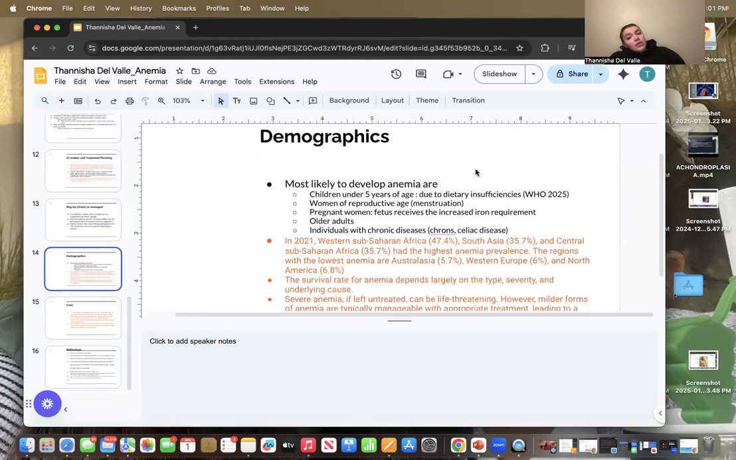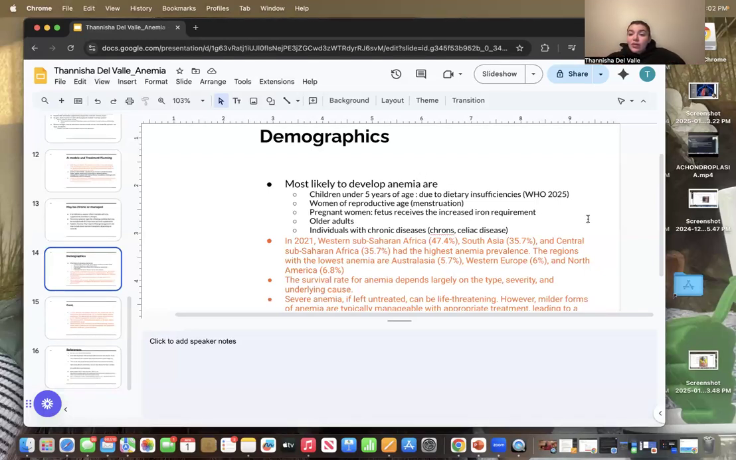So again, who's most likely to develop anemia? Children under 5 years of age due to dietary insufficiencies, according to the WHO 2025. Women of reproductive age, women who are going through menstruation and have very stressful periods and bleed a lot, then that's obviously going to cause anemia. Also pregnant women, as fetuses receive the increased iron requirement. As you're growing your fetus, you're sending it all of the iron that you pretty much need. So what you take in, you have to take double because you're getting some taken out.